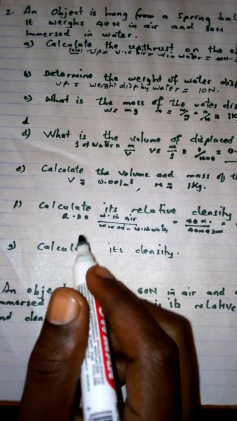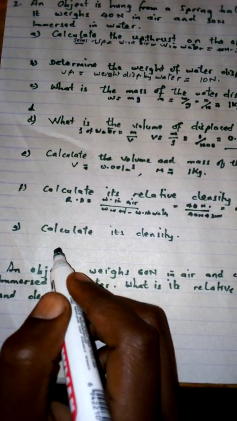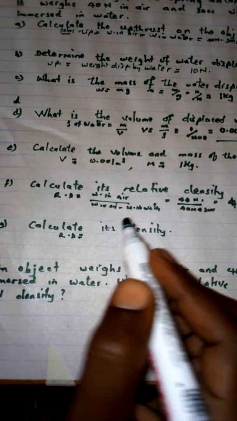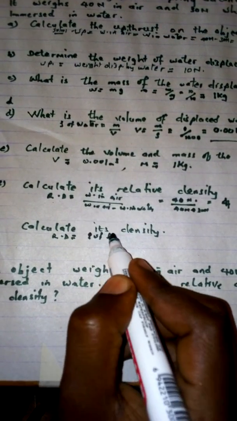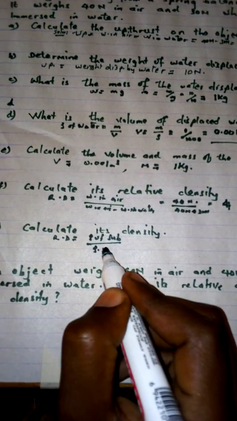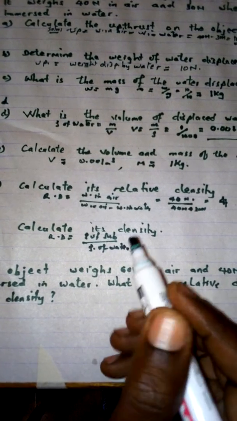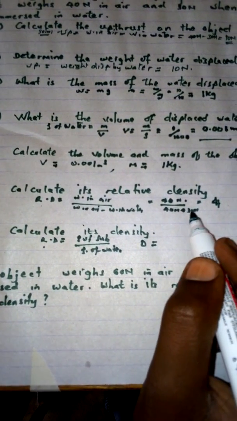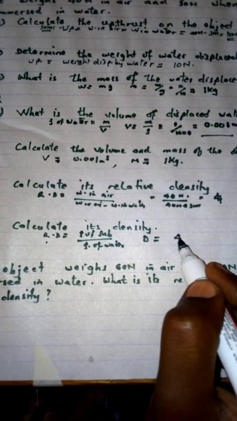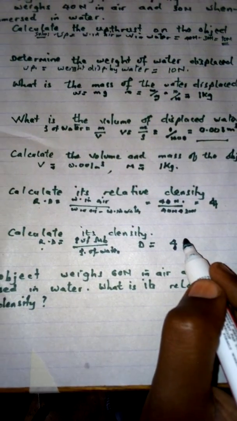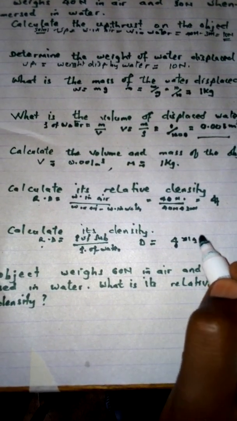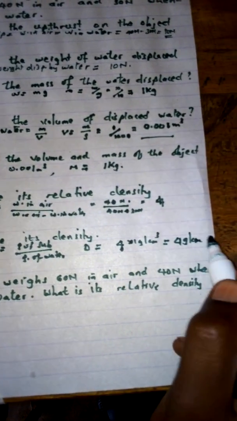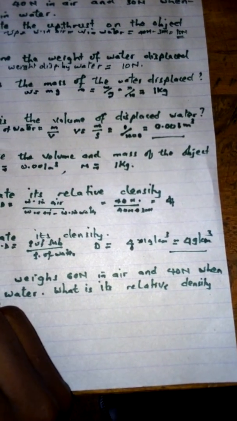All right, okay. So let us see the last part of this question, which is asking to calculate the density. We understand that relative density also can be obtained by taking the density of the substance and dividing it by the density of water. Remember, the density of water is constant. So the density is equal to the relative density, which is 4, times the density of water, 1 gram per centimeter cubed. So our answer there will be 4 gram per cubic centimeter. This will be our density.